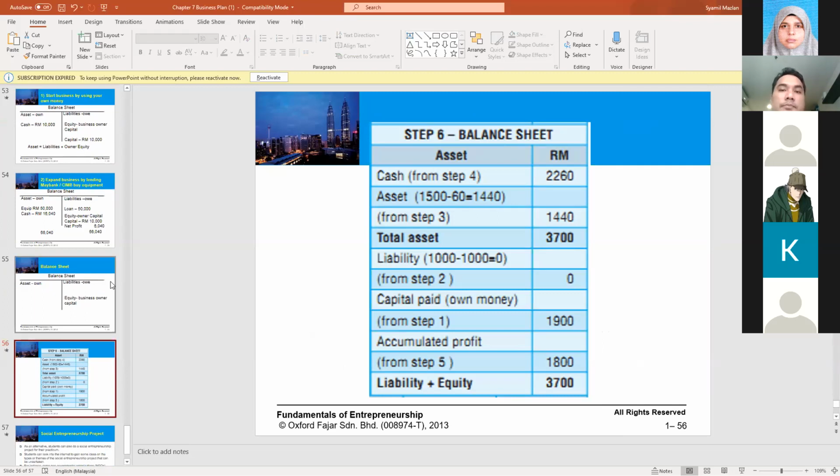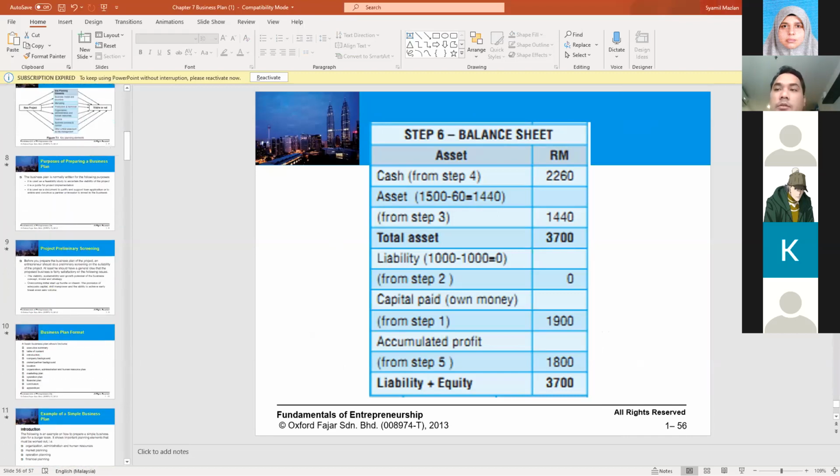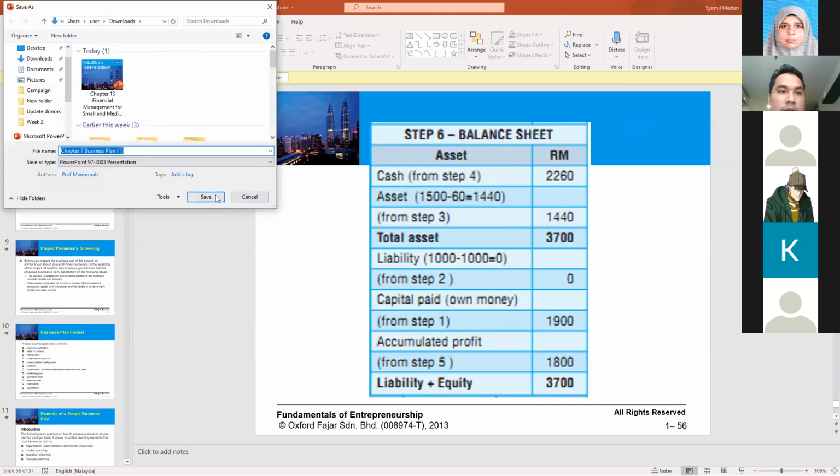So this is on the business plan. Let's look in more depth at chapter 13. We have it in chapter 13.